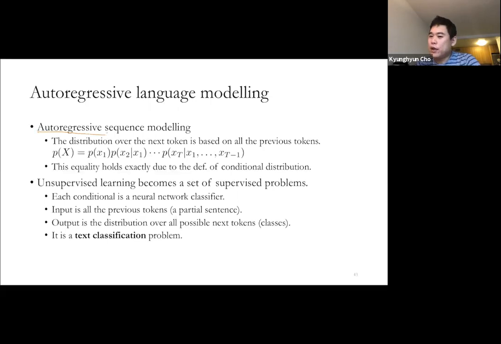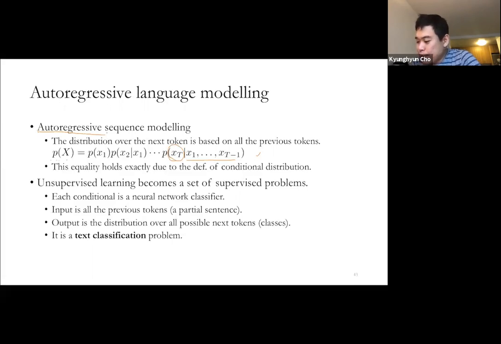If you have taken any courses on signal processing earlier, then you may notice what this is. But in this autoregressive paradigm, our big assumption is that the distribution over the next token is based on all the previous tokens. So if I have a sentence consisting of many words, and I pick one word, the probability of this word is only dependent upon all the previous words, not the future words.